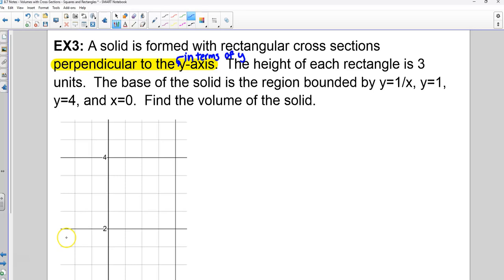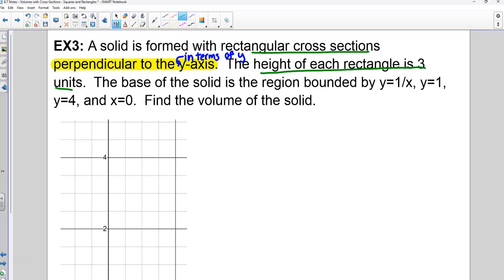We also see that we do not have square cross sections this time, right? We have rectangular cross sections, and the height of each rectangle is 3 units. So we are not starting with s squared on this one. So all of those things let's keep in mind.